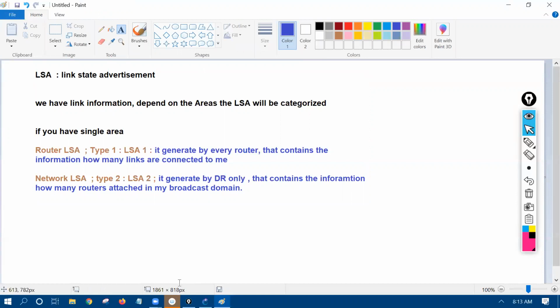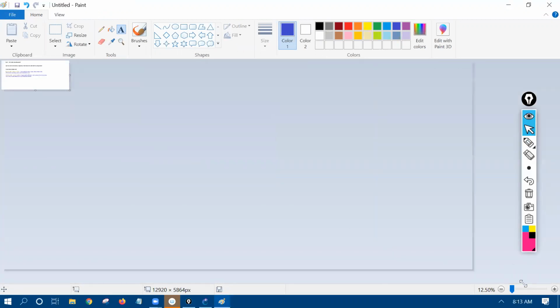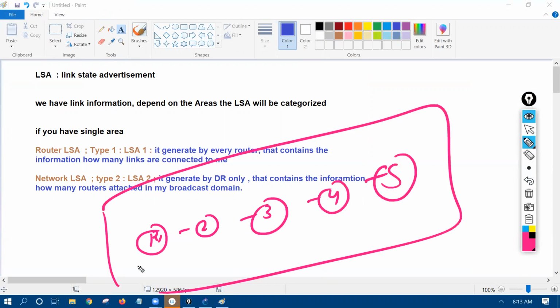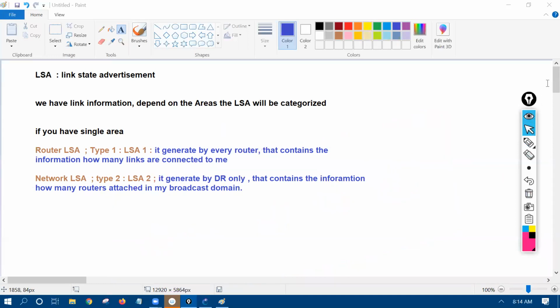Now, how many routers means how many neighbors, right? No, a router means how many routers you have present in your area. For example, this is router number 1, router number 2, router number 3, router number 4, router number 5. In this area 0, how many router LSAs will be there? 5 router LSAs. And how many network LSAs will be there? Can anyone tell me? 4. Perfect, thank you. So there will be 4 network LSAs.